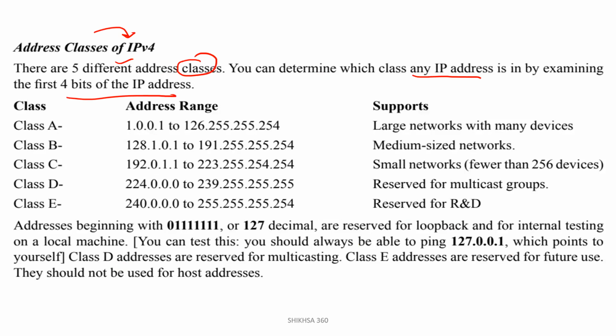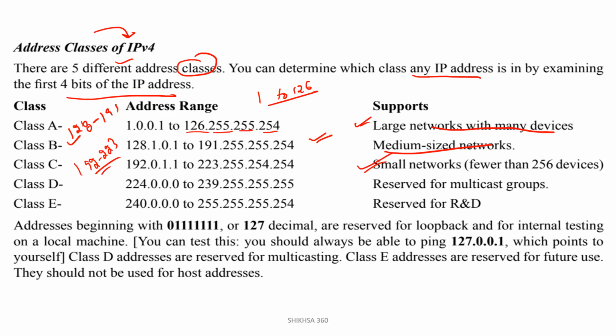Class A is from 1.0.0.1 up to 126.255.255.254. Clear? If it is from 1 to 126 in the first octet, that is a large network with many devices. Class B is 128 to 191, which is a medium sized network. Class C is 192 to 223, a small network with fewer than 256 devices.